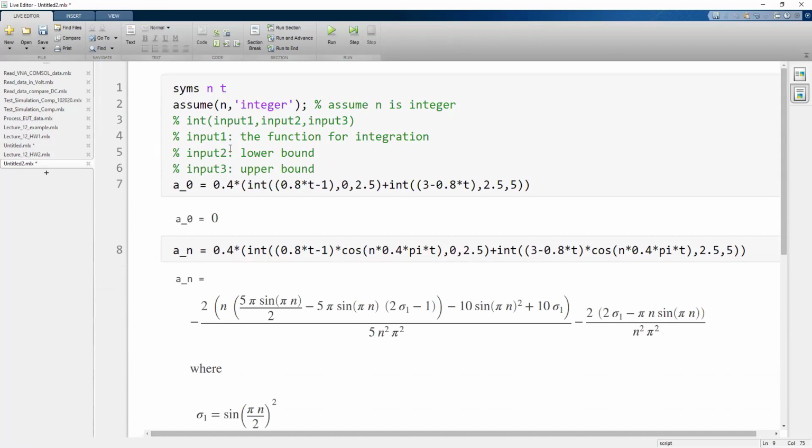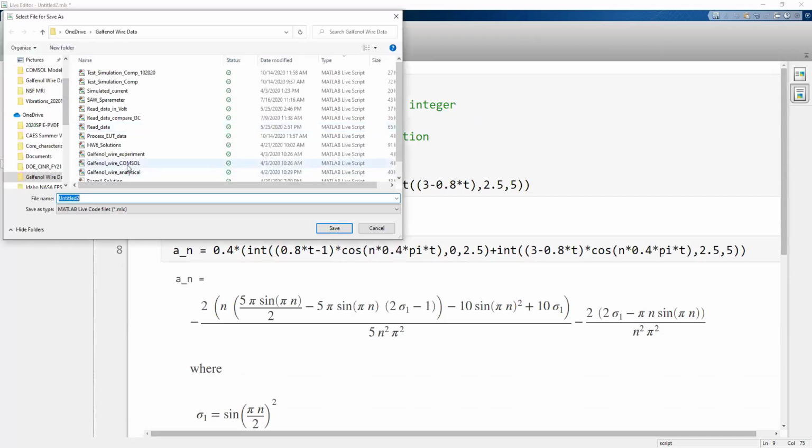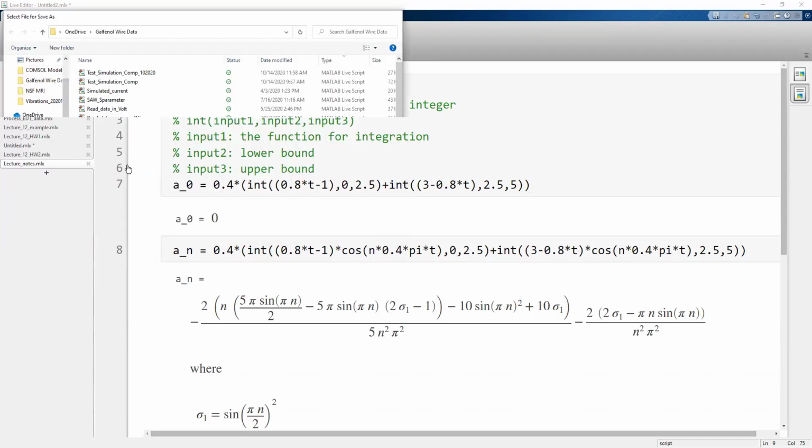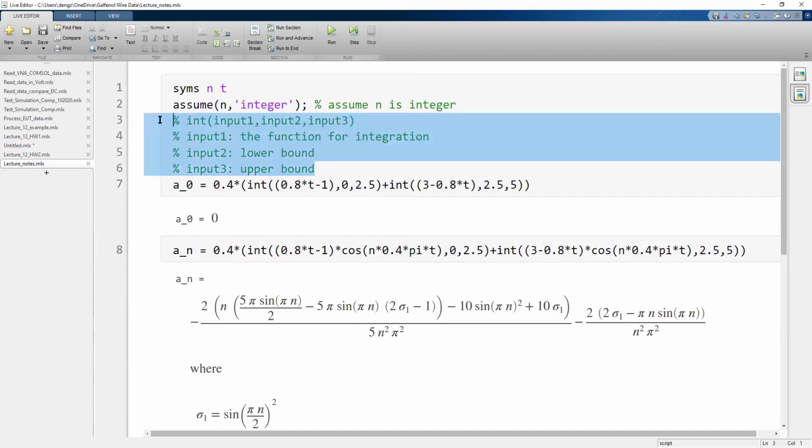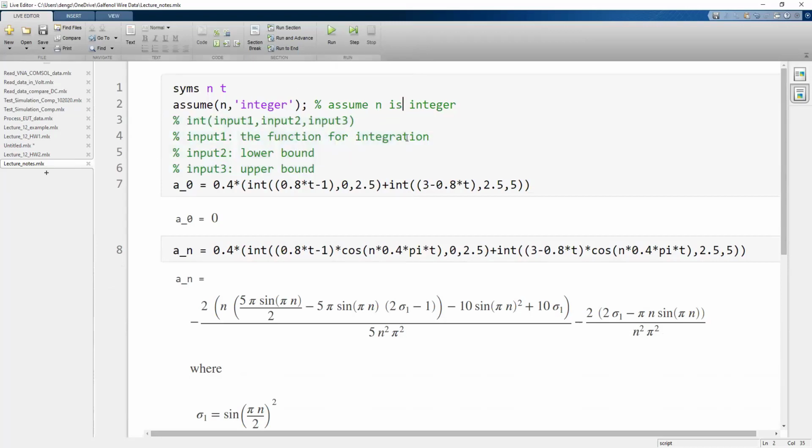No worries, I'm going to share these codes. I'm going to save it as lecture notes and post these online so that you know these lines. I think that's really important, right? I'm going to post these on Blackboard right after this, so you don't have to copy and paste it.